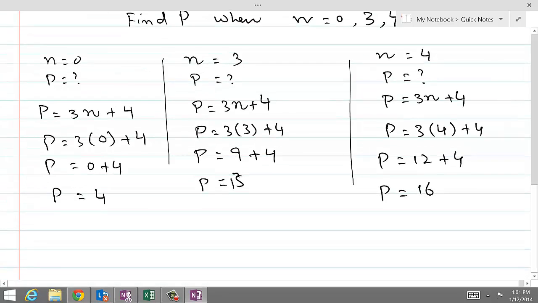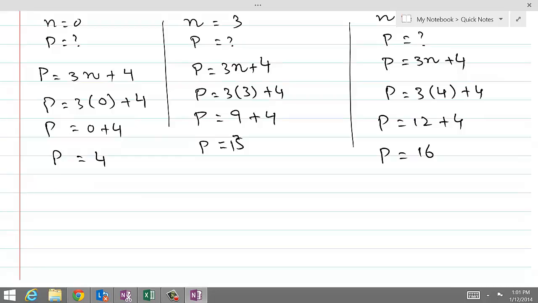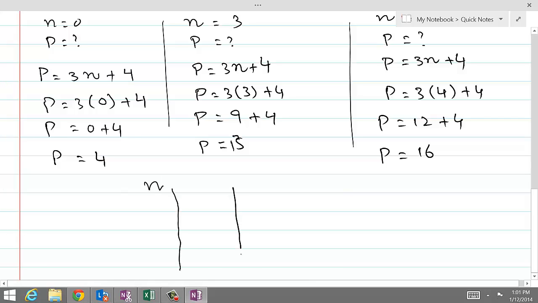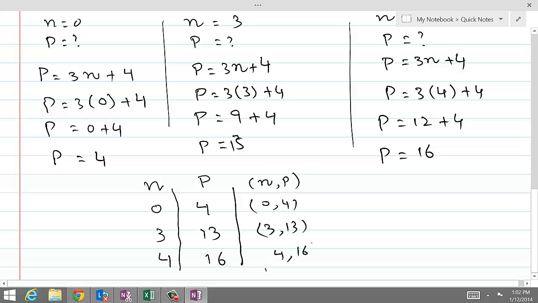We can represent the same data in a tabular form. If we make a table here with values of n and values of p, and values of n were 0, 3, and 4, what did we get for p? For 0 we got 4, for 3 we got 13, and for when n was 4 we got 16. And if we were to represent this data on the graph, we could also make pairs here, n, p: 0, 4, that pair would go on the graph. 3, 13, that would go on the graph. 4, 16.